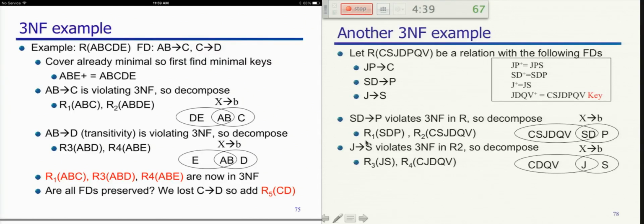Okay, so this one is now fine because SD determines P, so SD is a super key. In R2, I have J determines S. What's the closure of J? It's just JS, so it's not a key, it's not a super key. And S is not part of a key. So this is violating 3NF. Let's decompose further. And we'll have JS in one relation and CJDQV in another relation.